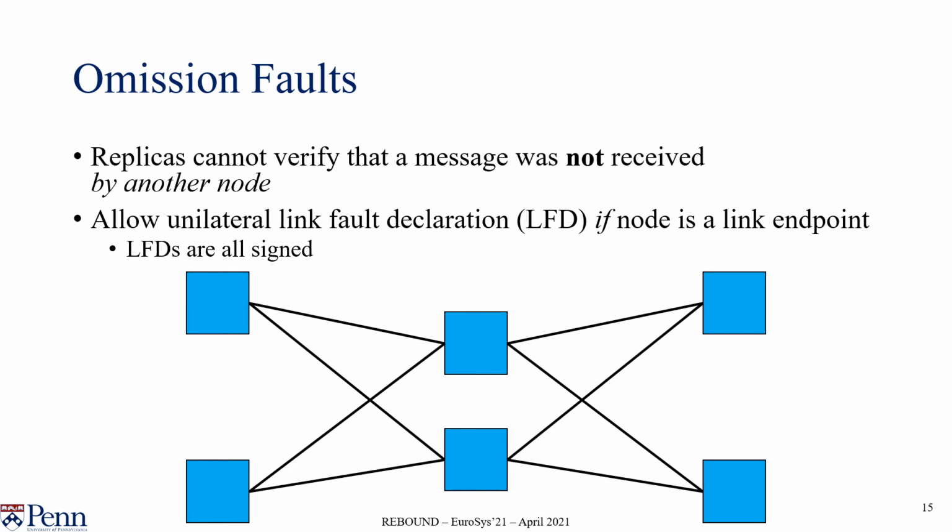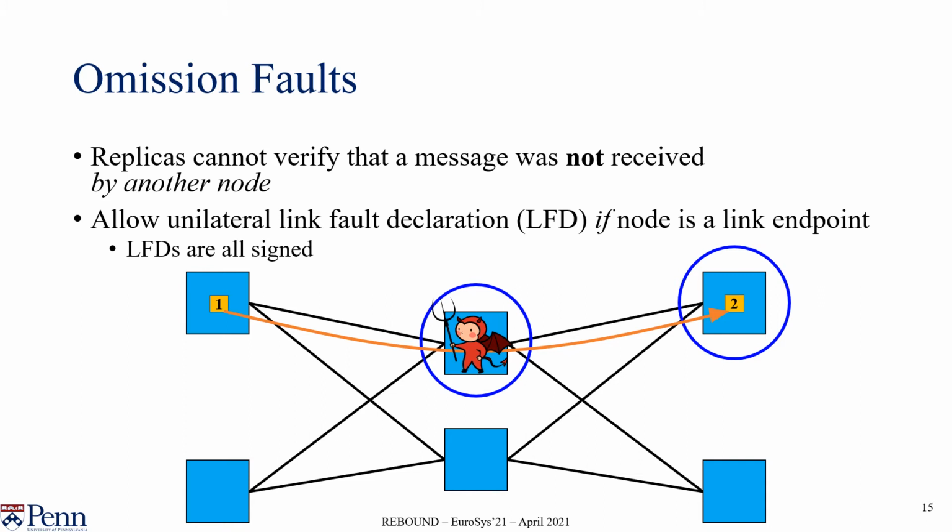Here, let's say there is a data flow moving from task number 1 to task number 2 that goes through an intermediate node. If the intermediate node is compromised, the compromised node might omit forwarding the data from task 1 to task 2. When this occurs, the node that task 2 is running on might declare the link to the intermediate node as faulty, and we trigger a mode transition in which the data is rerouted through another node.